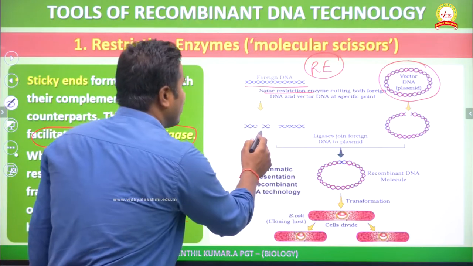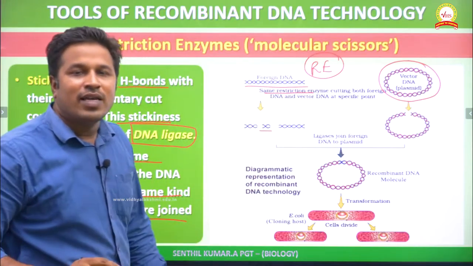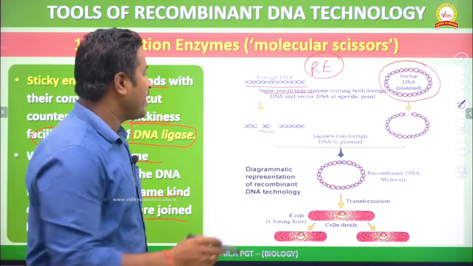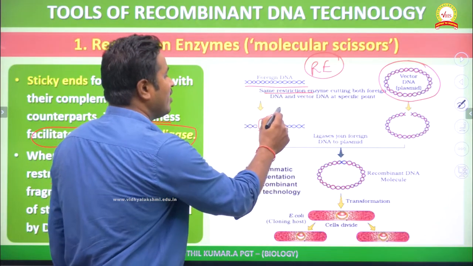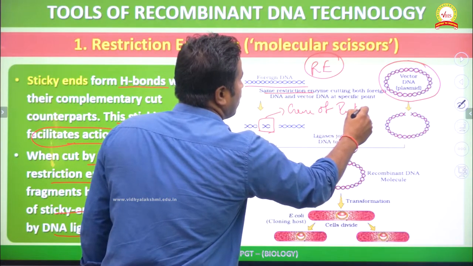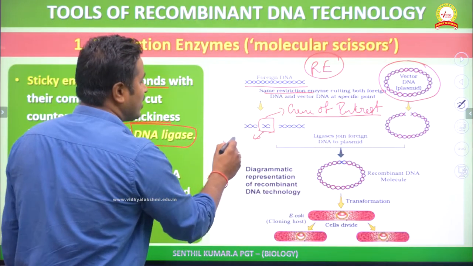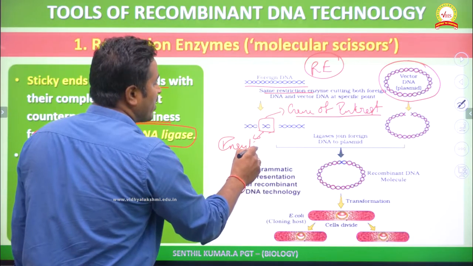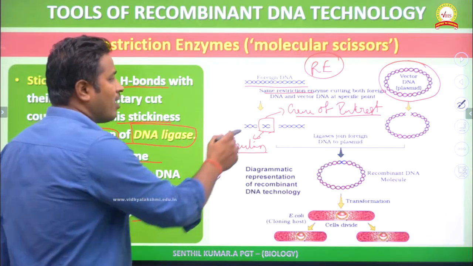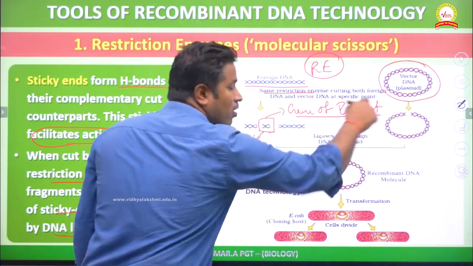Because of the function of restriction endonuclease, this foreign DNA has been fragmented into 3 pieces. In that, this particular region is our gene of interest. Gene of interest means our desired DNA. For example, it may synthesize the insulin. From the beginning, we are talking about insulin. So this synthesizes the insulin. Now this is the desired gene, that means our gene of interest to be inserted into the plasmid vector.